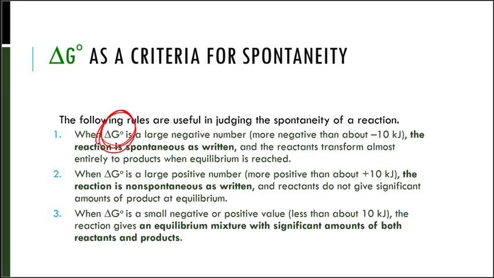When Gibbs's free energy value is a large negative number, the reaction is spontaneous as written, and the reactants transform almost entirely to products when equilibrium is reached. When delta G is a large positive number, the reaction is non-spontaneous, and the reactants do not give a significant amount of products at equilibrium. When delta G is a small negative or a small positive value, the reaction gives an equilibrium mixture with significant amounts of both reactants and products.